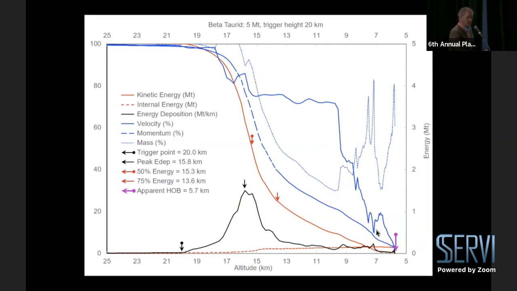And you can see this nice monomodal energy deposition curve at the bottom, the black curve, which has one peak to it. And so if you wanted to just approximate the effects on the ground, which is what we're interested in for risk assessment, you could just set off the entire 5 megatons at that point and compare that to what the hydrocode would predict you would see on the ground.